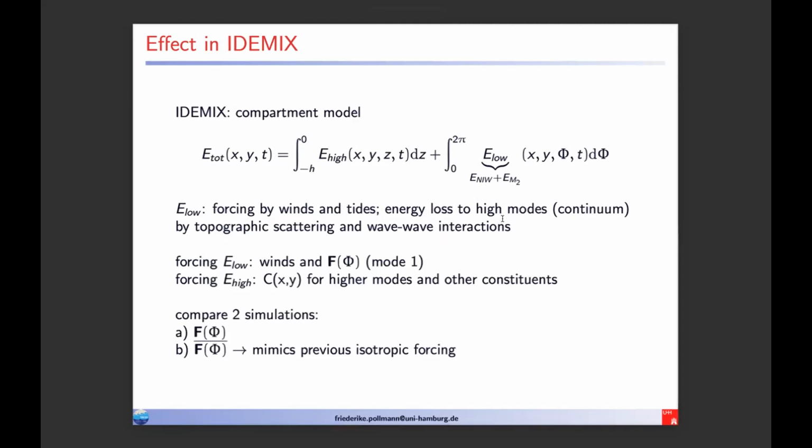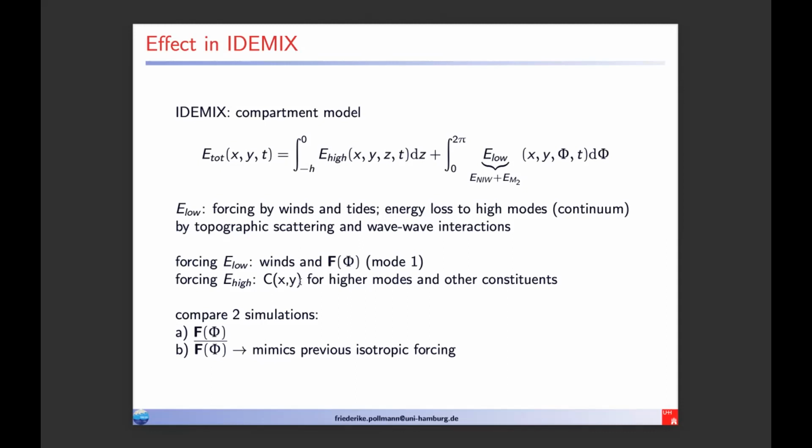So for the low mode forcing, the winds I don't touch. I keep that as it was before, and add the directional tidal forcing that I've shown. For the high modes, I keep what we used previously, I just reduce it by a certain factor. But there are modes higher than 1 for the M2 tide, and then there are other constituents. To make sure that EDMX also gets that information, I needed to use much of the old tidal forcing.